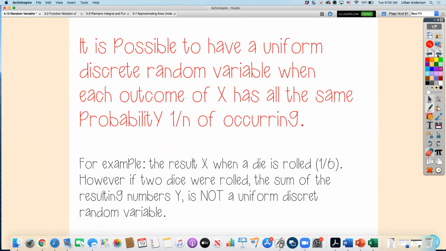It is possible to have a uniform, discrete, random variable. That happens when all the outcomes of X have the same probability of occurring. That can happen, for example, when you roll a fair die, the probability of you landing on any of the numbers is 1 out of 6, right? So you can have a uniform, discrete, random variable. However, if you were to roll 2 dice, the sum would not be a uniform, discrete, random variable, okay?